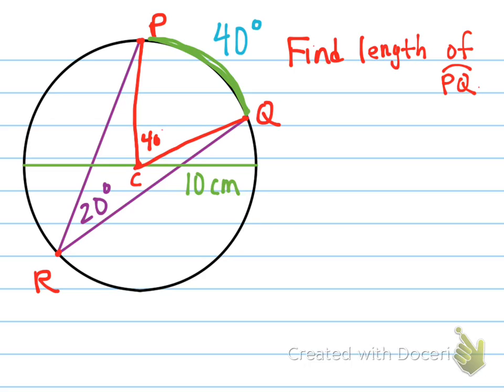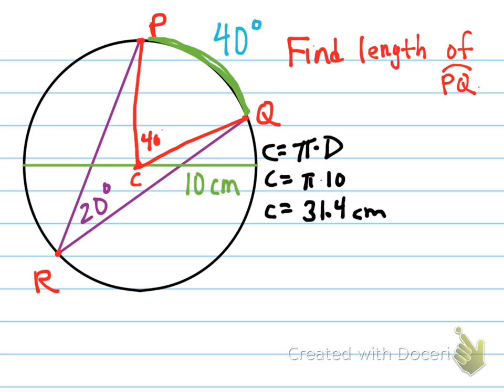The proportion way says this. We know how to find the length of the entire circle all the way around, and I'll do that in black. The length of the circle all the way around is called the circumference. Circumference is given to us by pi times diameter. That's the definition of pi, the ratio of circumference to diameter. So in this case, this would be pi times the diameter 10, which gives us 31.4 centimeters. So all the way around the circle is 31.4 centimeters.